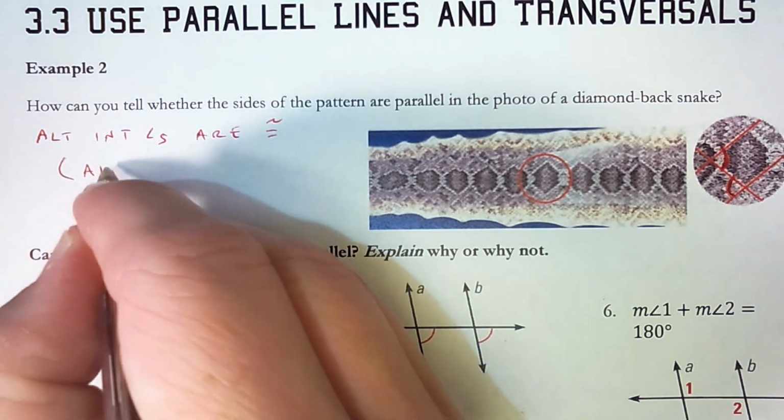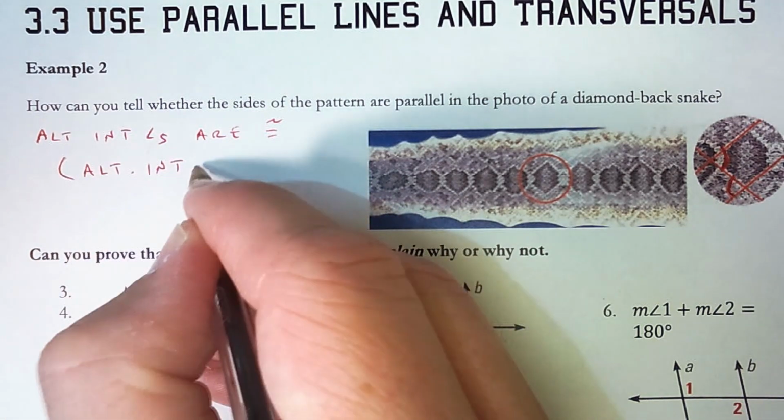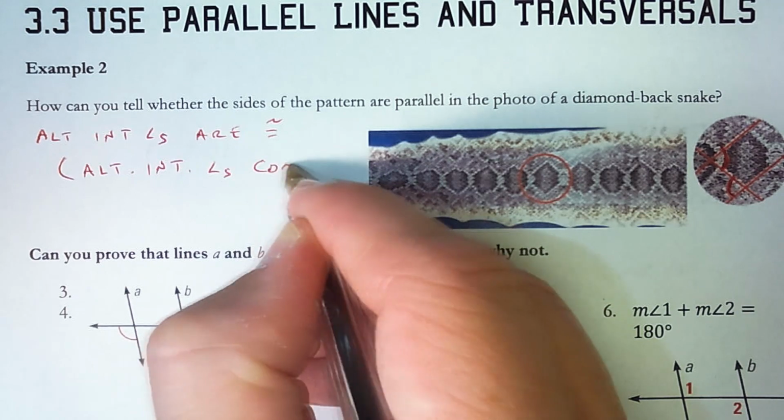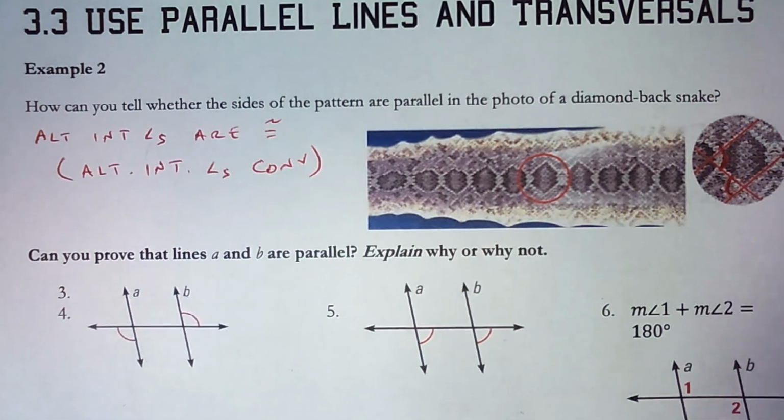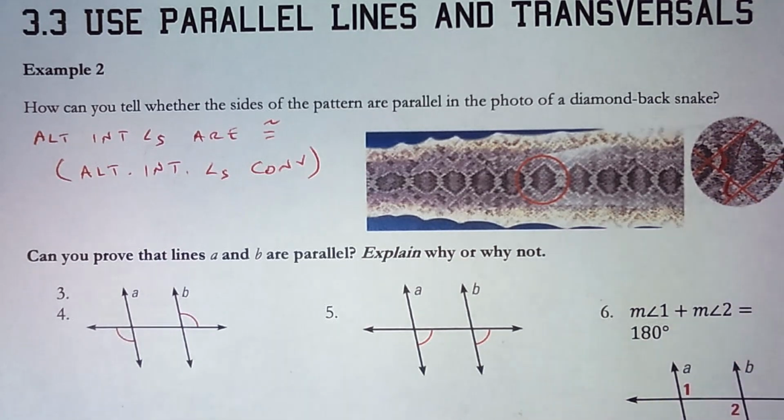And that is the alternate interior angles converse. It tells us that if these alternate interior angles are congruent, then these lines must be parallel.